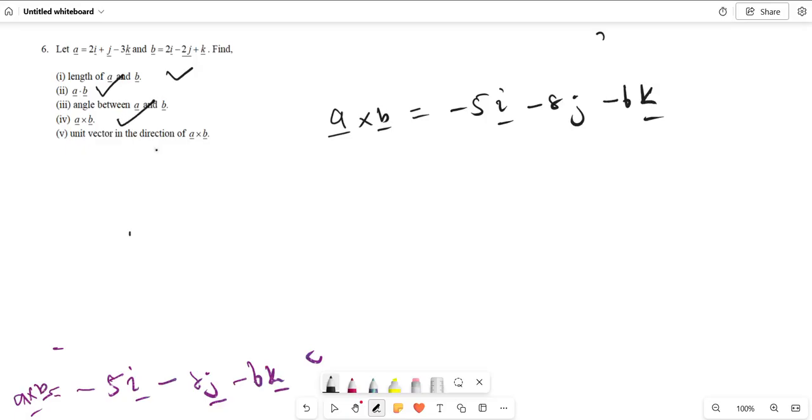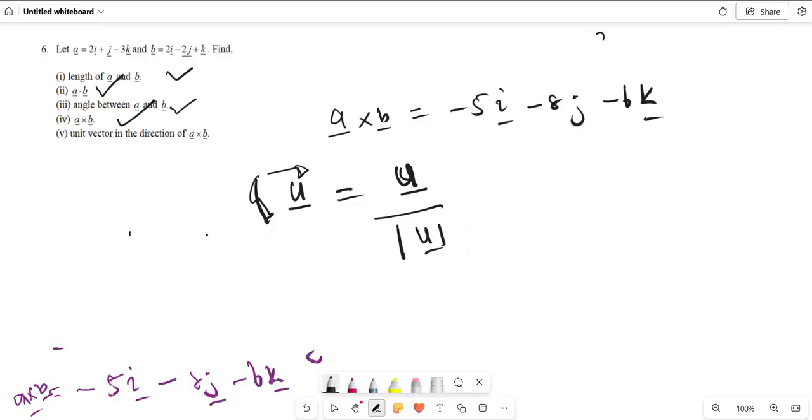And the last part, we got the angle as well. Unit vector in the direction of A cross B. What do you mean by the unit vector? Unit vector means its magnitude should be 1. Okay, that means the value is 1. So if it is u, you get the unit vector by taking the vector value and dividing by the magnitude of that vector. Unit vector is the vector divided by the magnitude of that one.